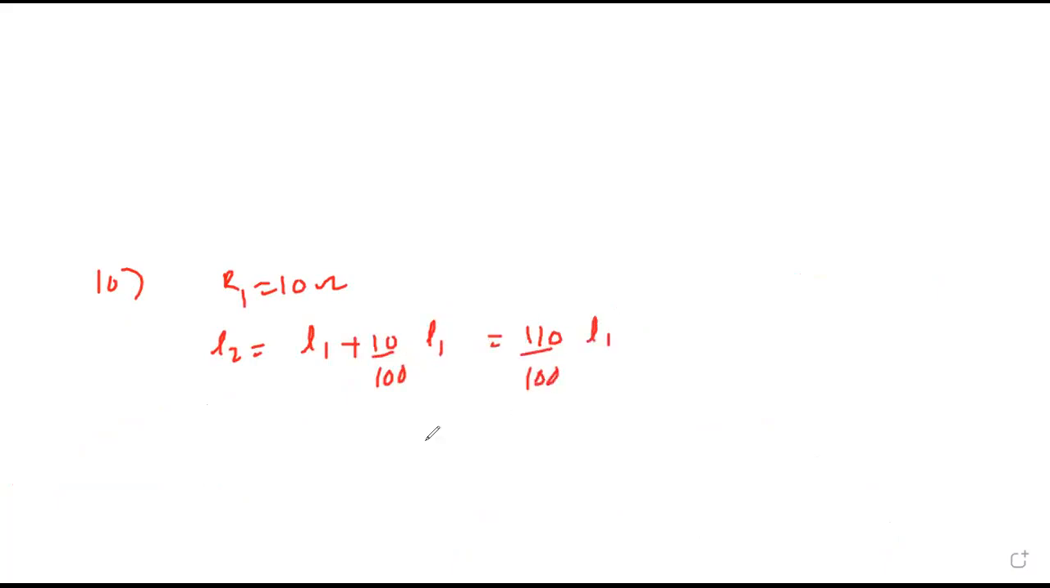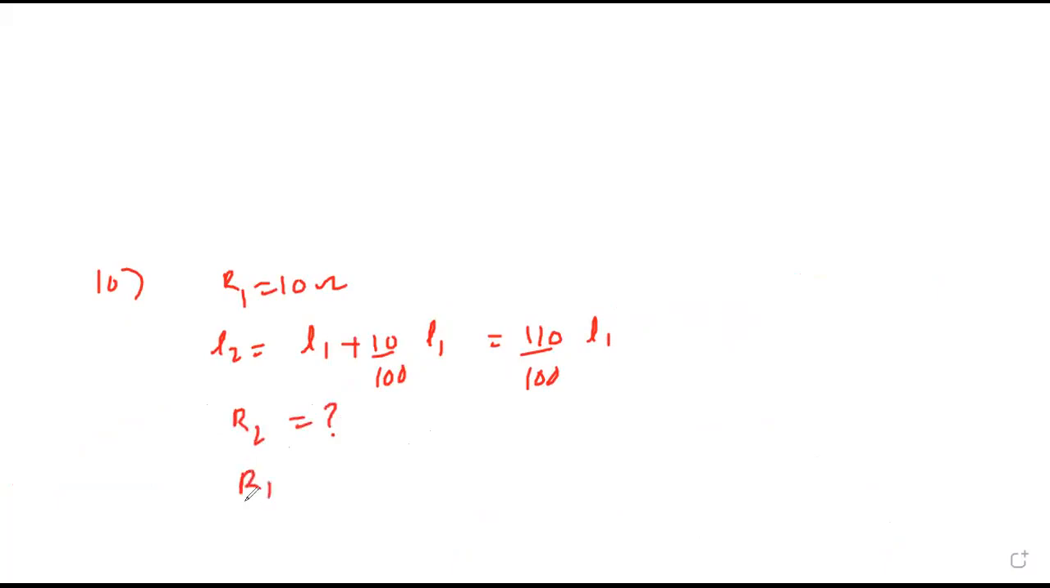Resistance of a wire is 10. Its length is increased by 10%. That means original length plus 10% more, so it is 110 upon 100 of the original. Then what will the new resistance be?